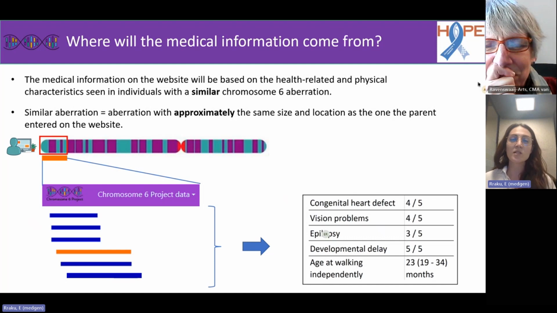And I do mention deletions, and I will be mentioning deletions in the presentation, because this tool is now developed for chromosome 6 deletions. Because we have enough data on these aberrations, we will adjust it for duplications in the future once we have collected more information.